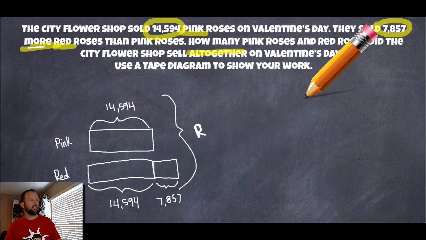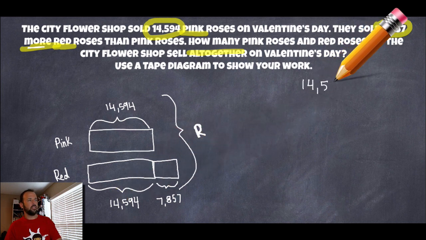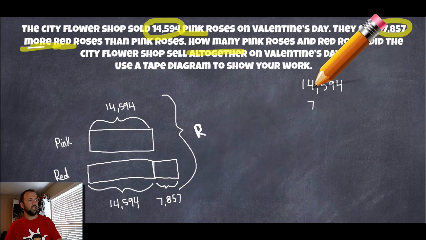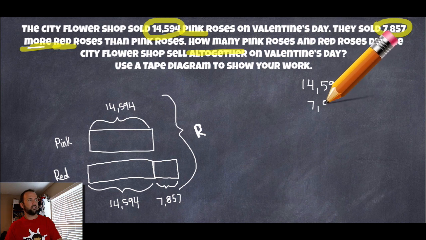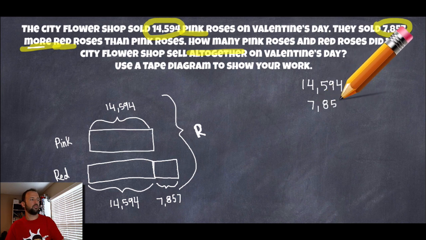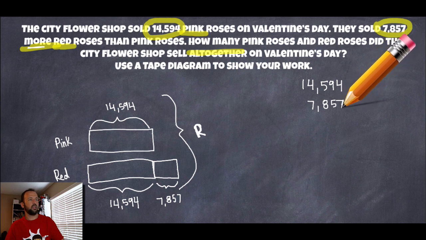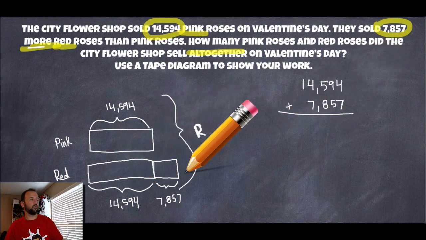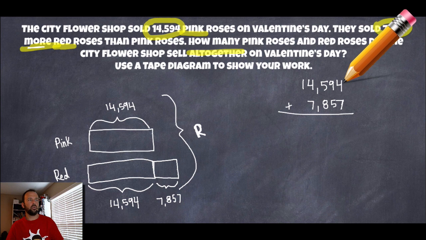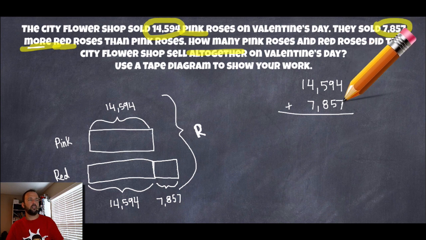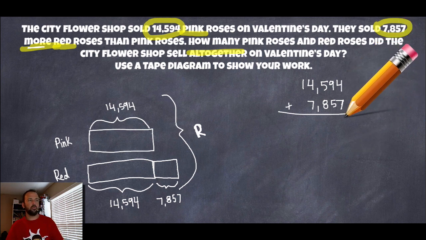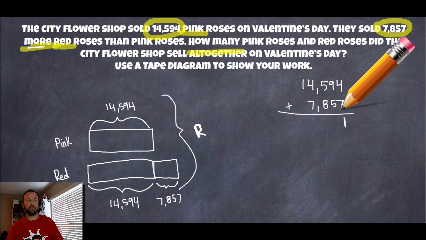So if I were to add 14,594 plus 7,857, got to line up those place values there. If I were to add up these two numbers, what would we get? This would tell us the total number of red roses, right? So let's add them up and see what we get. So 4 plus 7, I started at 4 and I counted on 7, so 4, 5, 6, 7, 8, 9, 10, 11. So I'm going to put my 1 in the ones place right here, and I'm going to carry the 10 over this way.